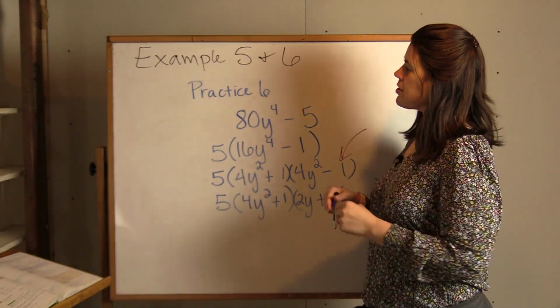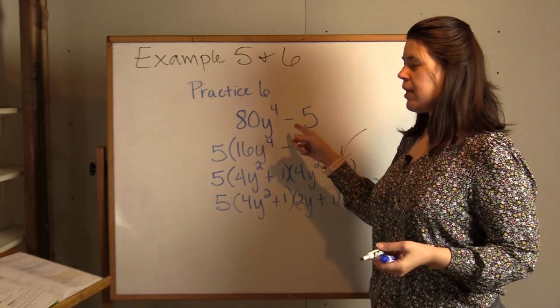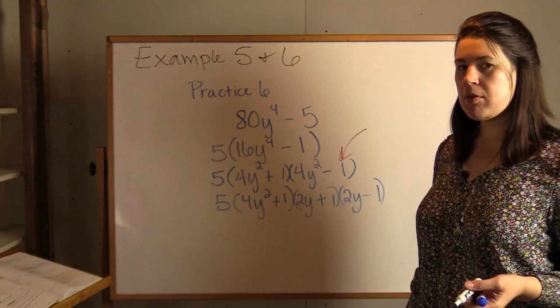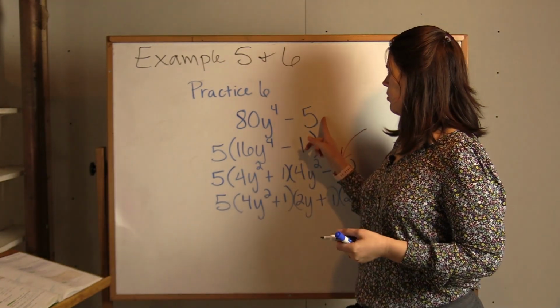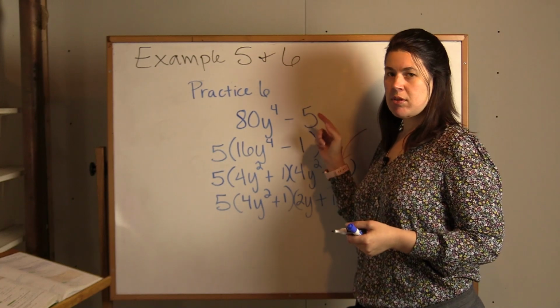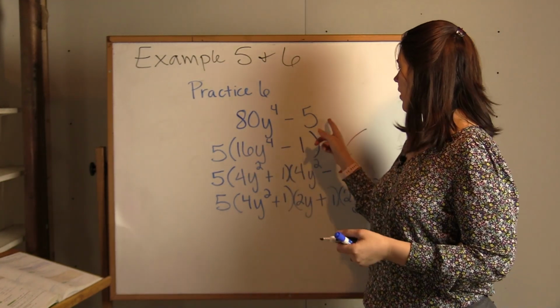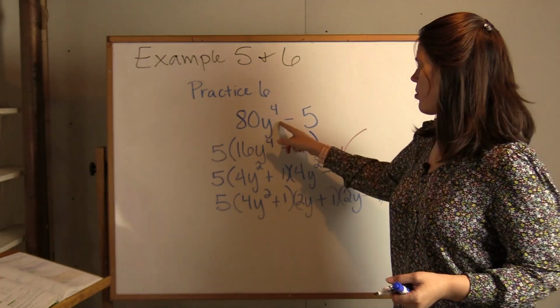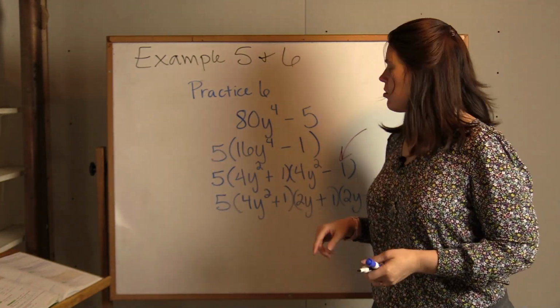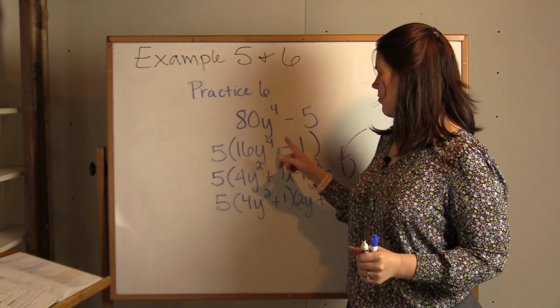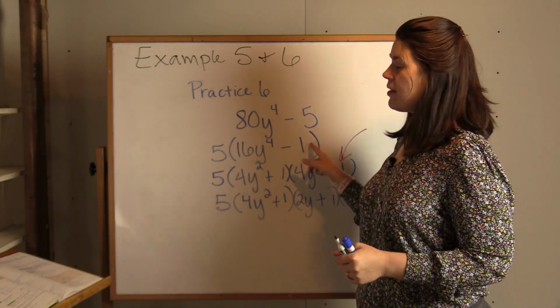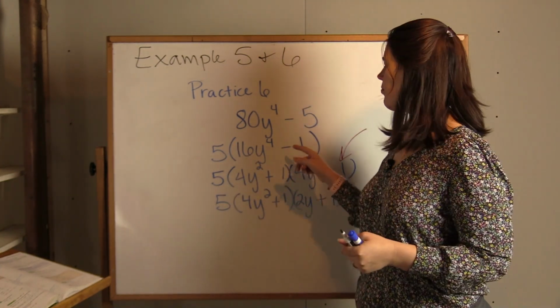Okay, so guys, on number 6, you did have to pre-factor before doing a perfect square. You can factor out 5 from both of these. So 80 divided by 5 is 16. 5 divided by 5 is 1. Of course, the y to the 4th is still there. So when I factor out 5, I have a perfect square minus a perfect square. 1 is a perfect square because 1 times 1 makes 1.